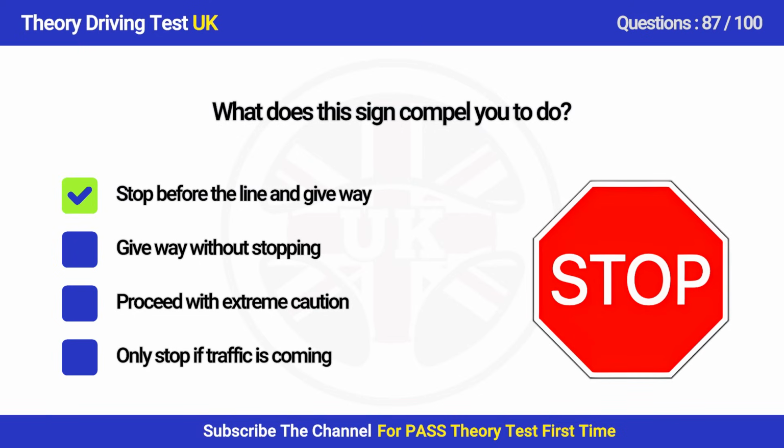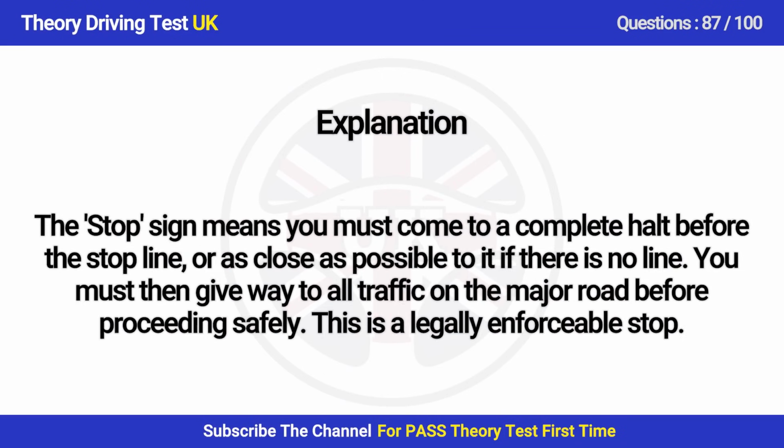Answer is A. Stop before the line and give way. The stop sign means you must come to a complete halt before the stop line, or as close as possible to it if there is no line. You must then give way to all traffic on the major road before proceeding safely. This is a legally enforceable stop.